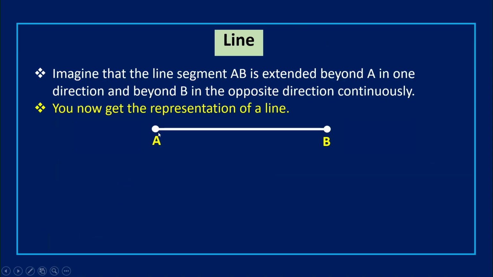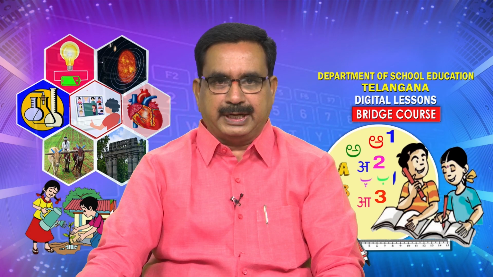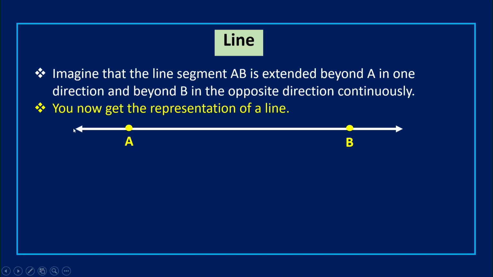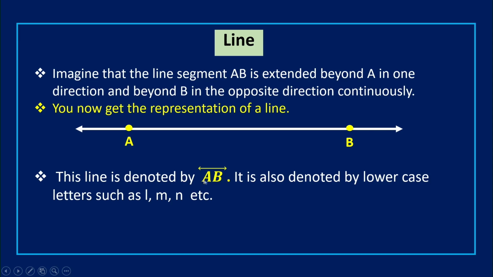Imagine that the line segment AB is extended beyond A in one direction and beyond B in the opposite direction continuously. In this figure, you can observe A extended to this side, B is also extended to this side. You now get the representation of a line. This line is denoted by AB. You can write the symbol of a line. It is also denoted by lowercase letters such as l, m, n, etc.